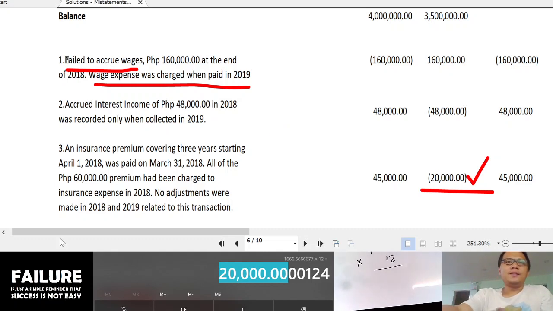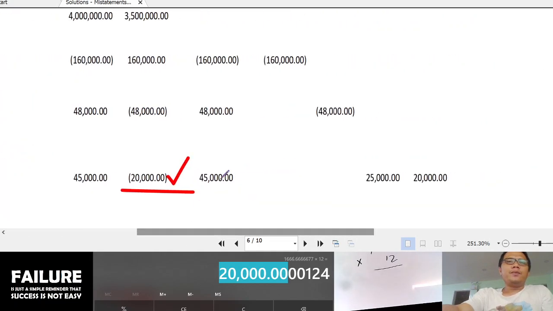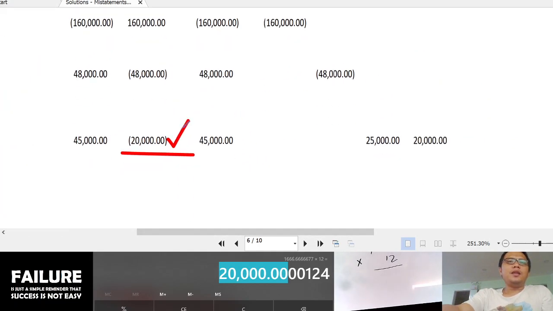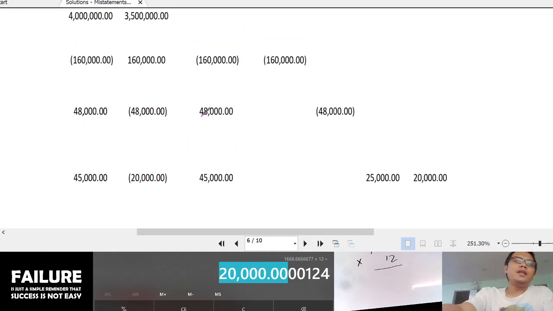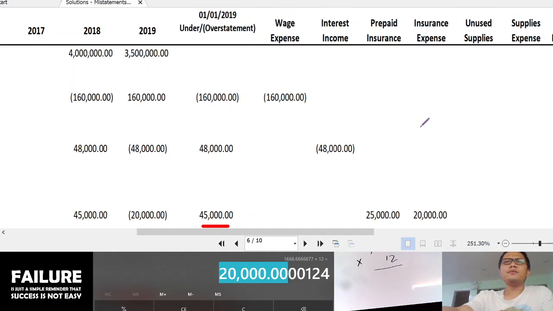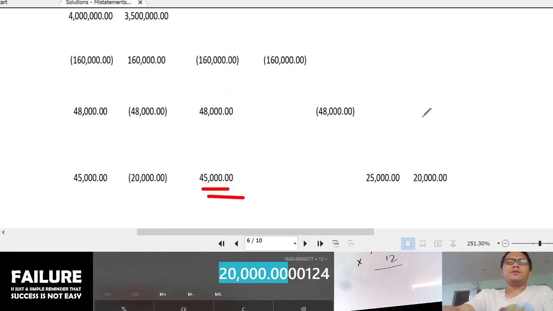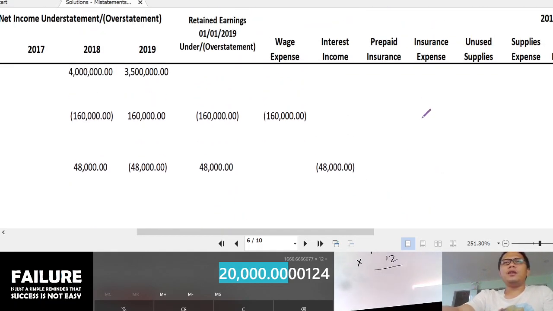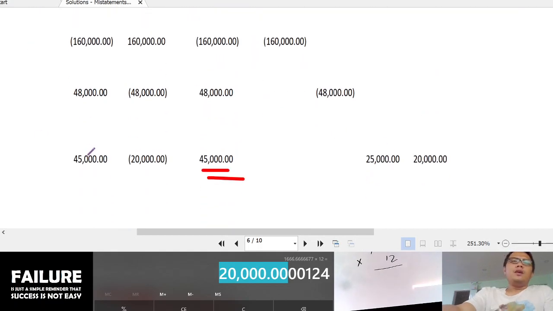Next. So, ang effect niyan sa retained earnings beginning natin, obviously, overstated yung retained earnings beginning natin by 45,000. Understated pala. Understated by 45,000. So, individual accounts, at the end of 2019, ano yung effect sa prepaid insurance natin? Diba?